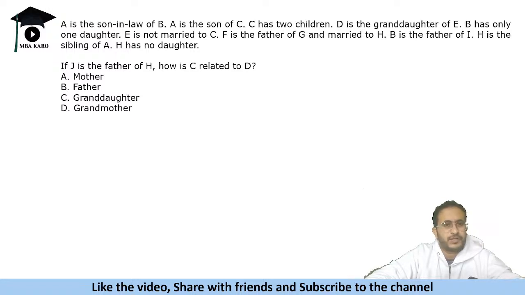A is the son-in-law of B. A is the son of C. C has two children. D is the granddaughter of E. Okay, so a family relation is given. You need to find that how is C related to D.